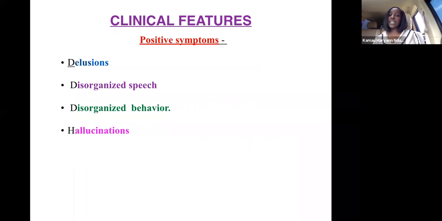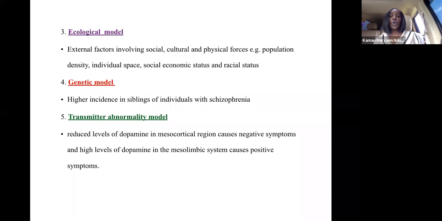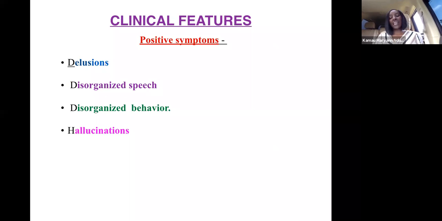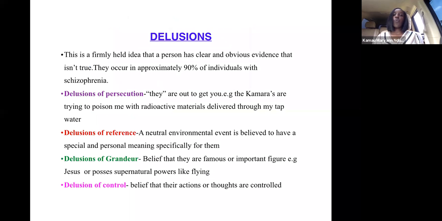Now, in the clinical features, as I've told you, we have the positive symptoms that occur due to increased levels of dopamine, the neurotransmitter, in the mesolimbic system. So what are these positive symptoms? We have delusions, disorganized speech, disorganized behavior, and hallucinations. What are delusions? Delusions are firmly held ideas that a person has despite clear evidence that they aren't true. They occur in approximately 90% of individuals with schizophrenia.